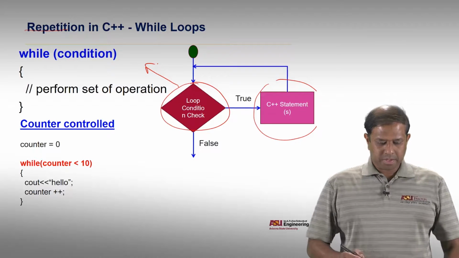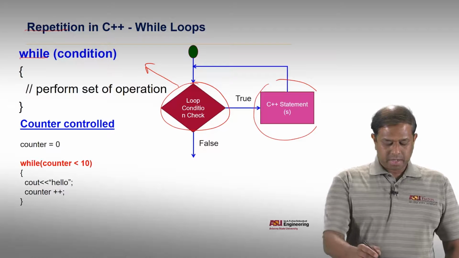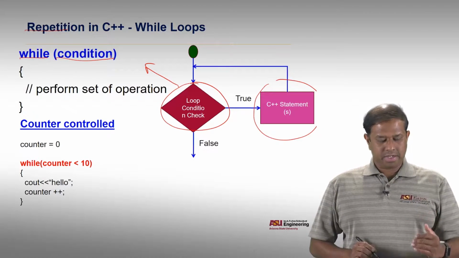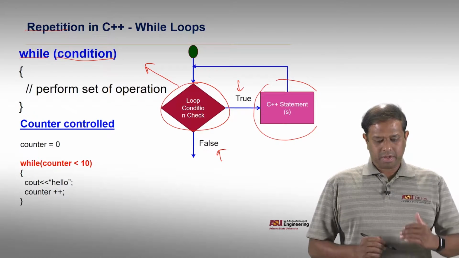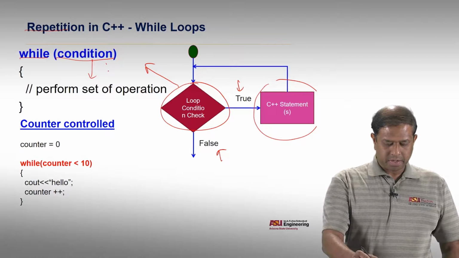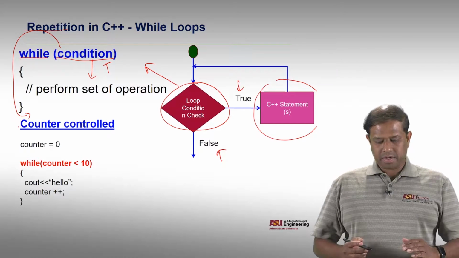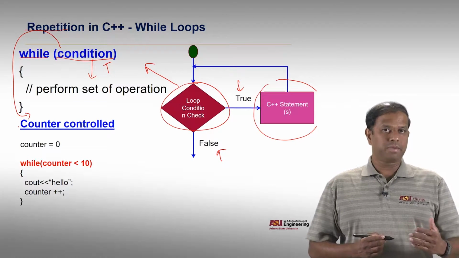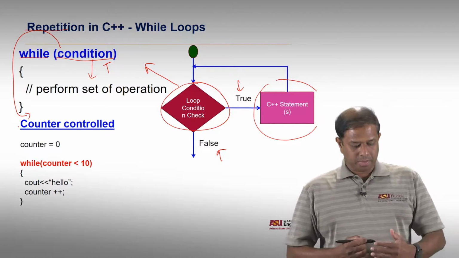Now in the while loop the syntax goes like this: we have the while keyword, and then we have the condition inside the brackets, and that condition is going to give us either true or false. Depending on the true or false value, we perform the set of operations we need to do, or we get out of the loop. So the while condition determines whether we need to repeat or not. It's like an entrance point to the loop, right?